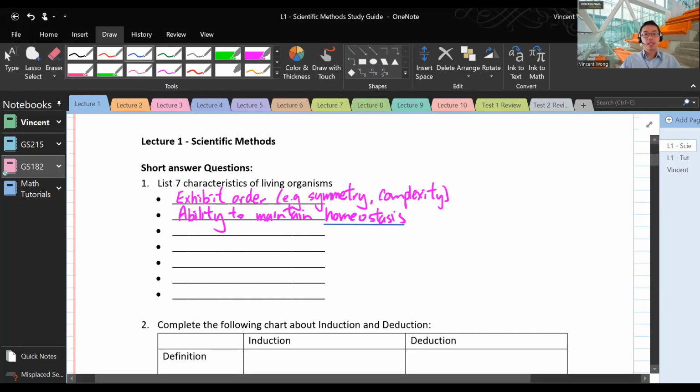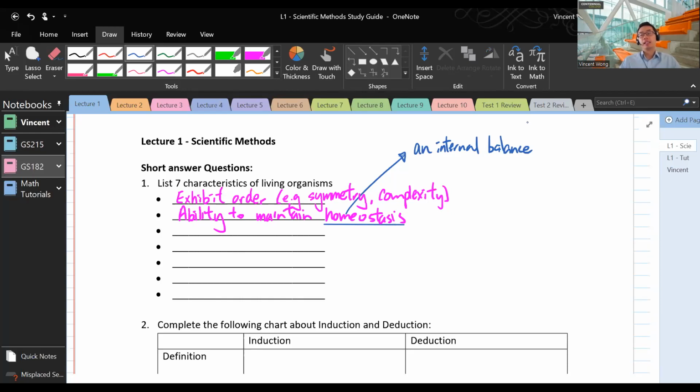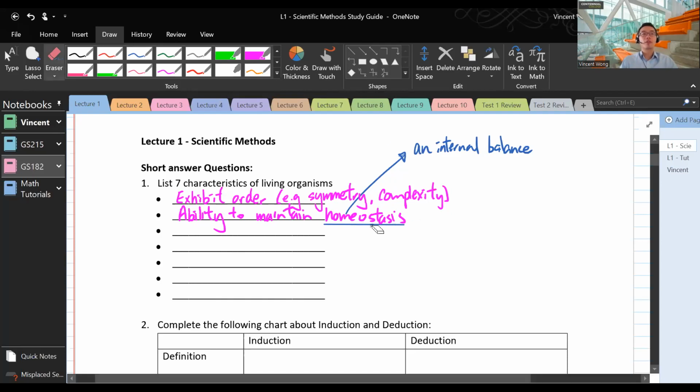Okay, so homeostasis is an internal balance. So despite the fact that the surroundings change all the time, temperature fluctuates, for example, your body might have an increase or decrease in sugar level, depending on if you're eating or fasting, but you are able to maintain homeostasis. You're able to maintain an internal balance.